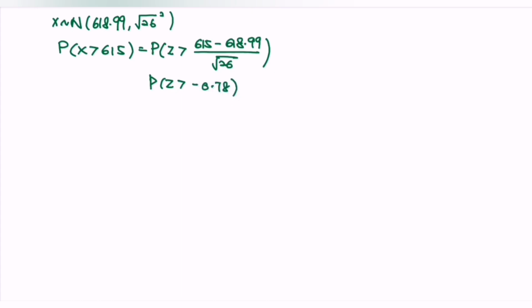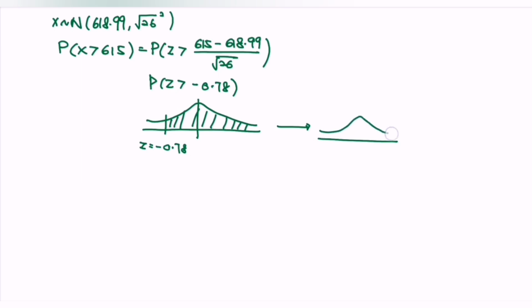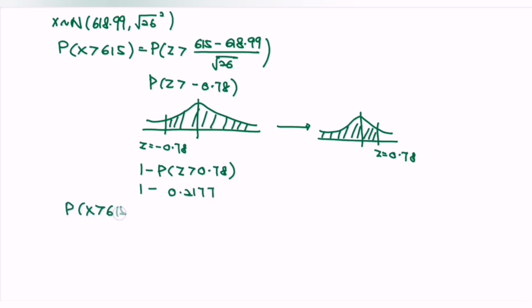So kindly refer to the diagram. We have Z equals negative 0.78. The region will be this part. So based on the table, we have to reflect the situation, and here we have Z 0.78, and here will be the region. Rewrite the formula: 1 minus the probability that Z is greater than 0.78. Kindly refer to the table. We have 1 minus 0.2177. So the probability that X is greater than 615 equals 0.7823.